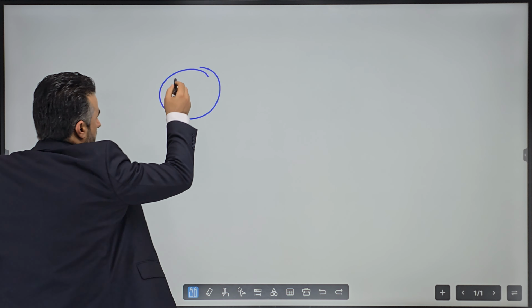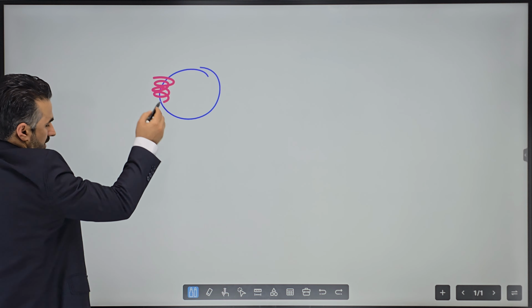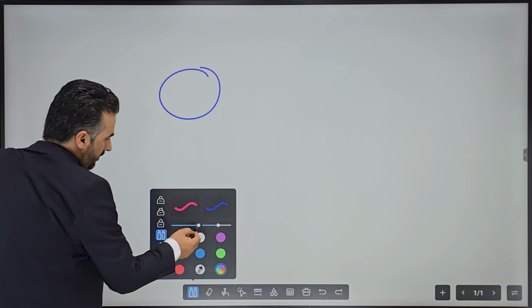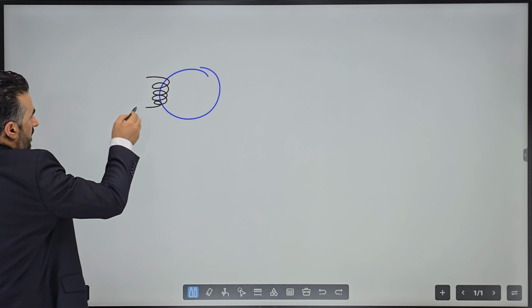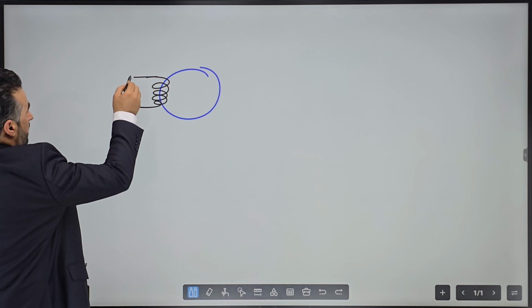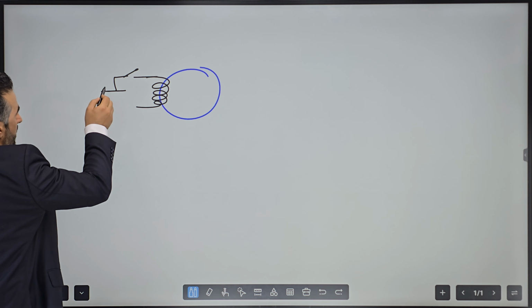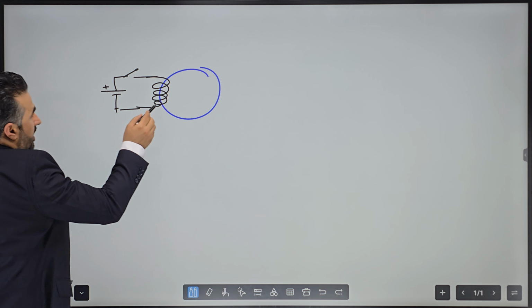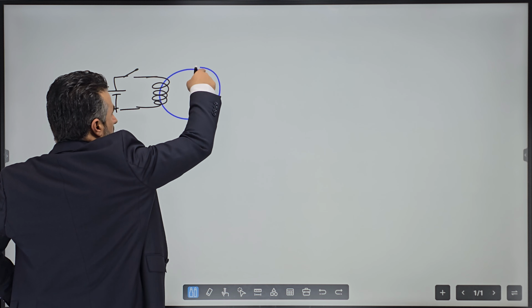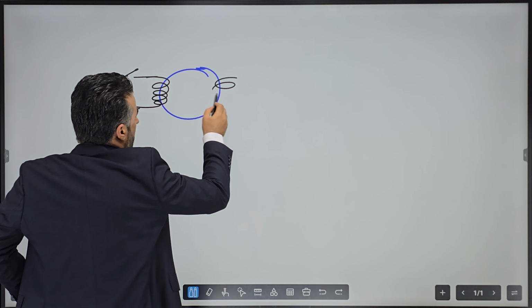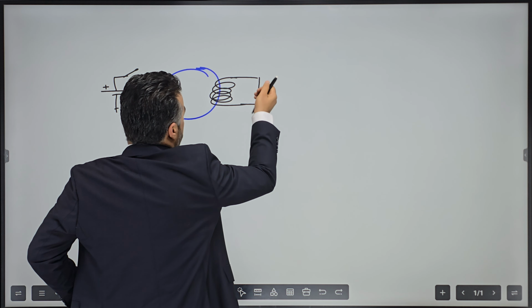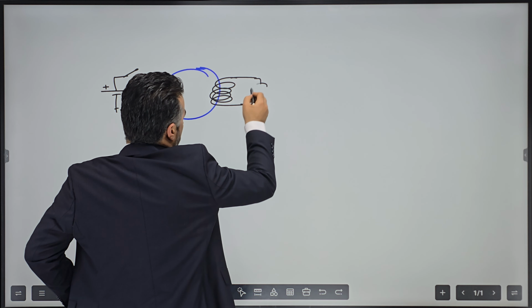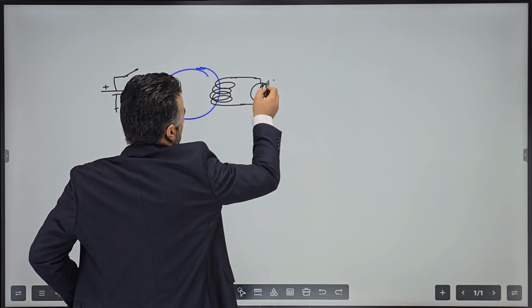So for example, we have a coil. This coil, as you can see, has a switch and a battery. At this side here, there's an iron core. And then there is another coil at the other side here. And then there is a light bulb or a galvanometer, it doesn't matter at this point.